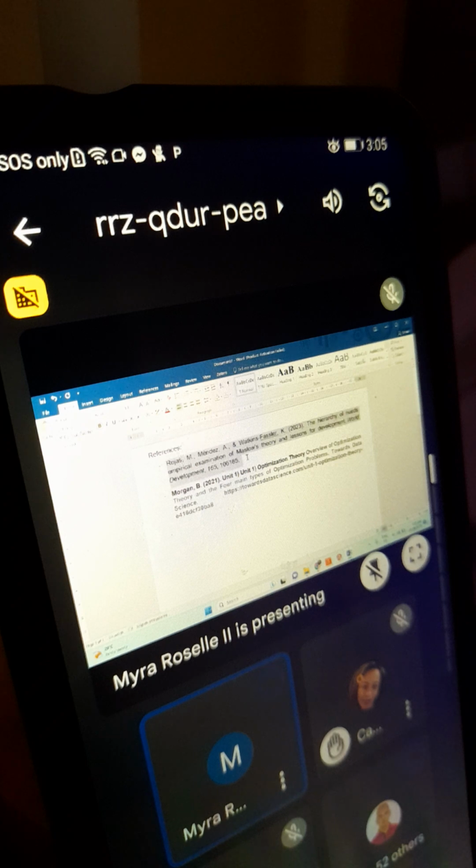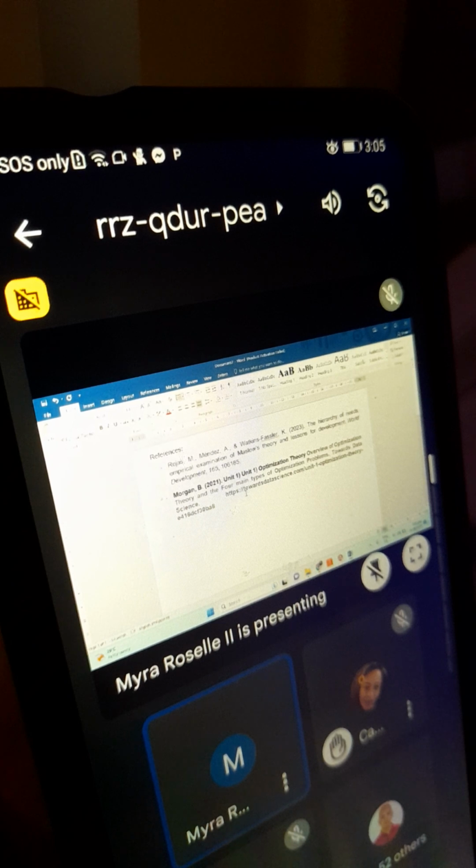Then 1 space, 1 space. Arrange alphabetically, single space, use APA style. Okay?